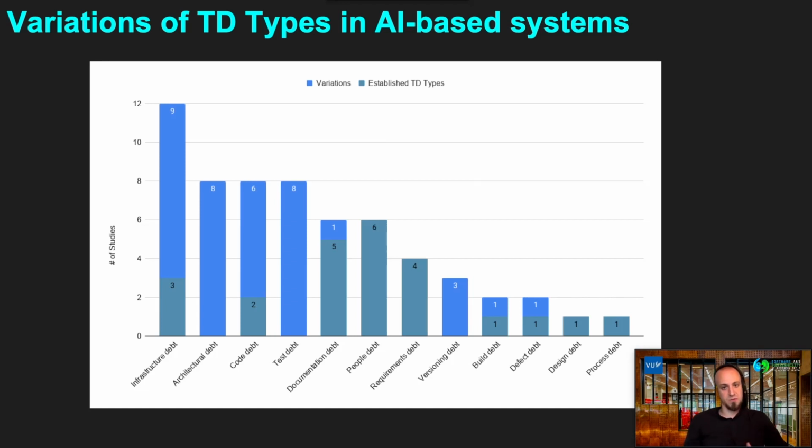The second most recurrent variation is architectural debt, which actually exclusively showcases variations, reflecting the deep entanglement that architectural components in AI-based systems have with the underlying data sets which are used.